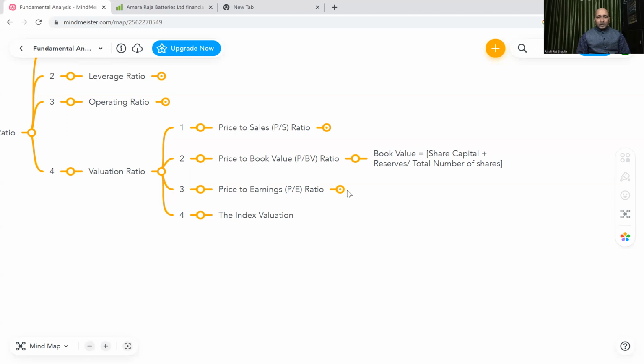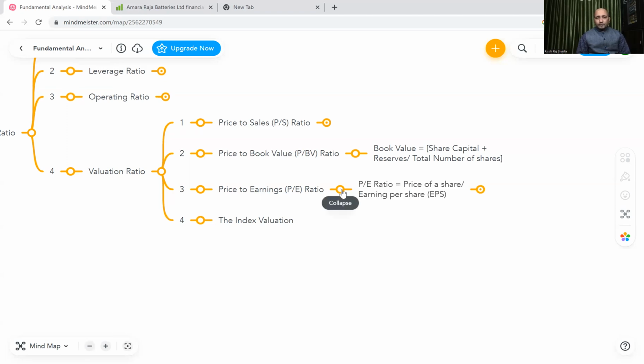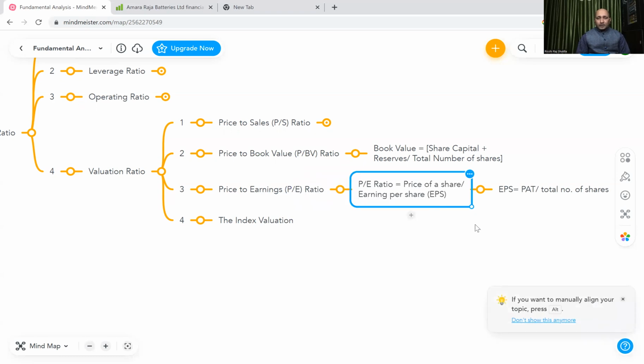Now, third thing is the price to earning ratio. The price to earning ratio can be calculated by the price of a share divided by earning per share. Now, the question will come from where we will get earning per share. It is quite simple. In the annual report, you will get PAT, profit after tax value, or we can say total profit. And if we divide by the total number of shares, we will get EPS, earning per share.